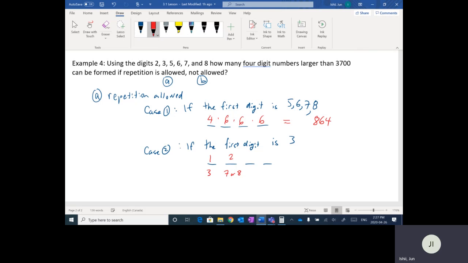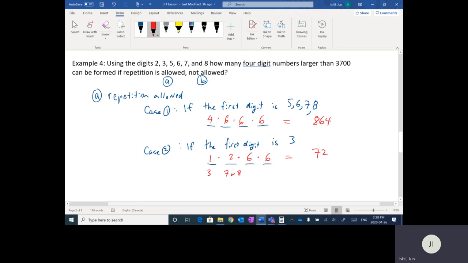Now this one is a 3. And the next digit, okay, it could be any one of these 6. And same with the last one. Now the reason why it's 6 and 6 is because repetition is allowed. You can use the same number twice. You can use any one of those 6 digits here, any one of those 6 digits there. All right. So if you multiply these together, 2 times 6 times 6 is 72.